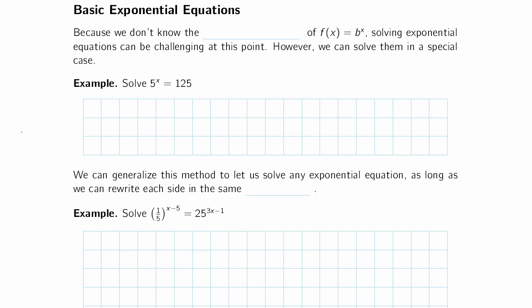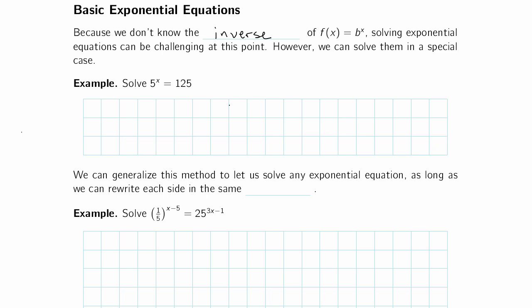Because we don't actually know the function that is the inverse of b to the x, it can be challenging to solve exponential equations in general at this point. Now, I say in general because in a special case, it's actually pretty easy.